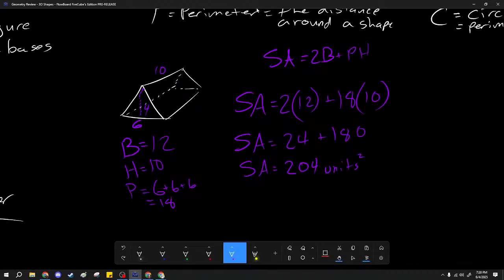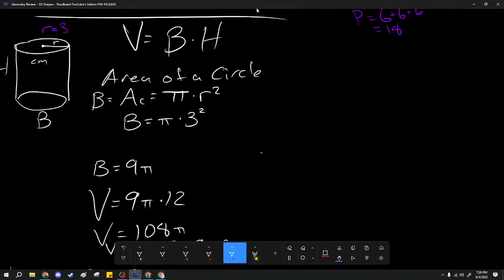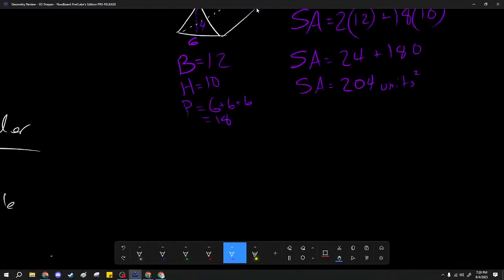We're going to do the same cylinder as before. And this time we're going to find the surface area for it. So let's see what dimensions I gave it. It was 12 and 3. Okay.